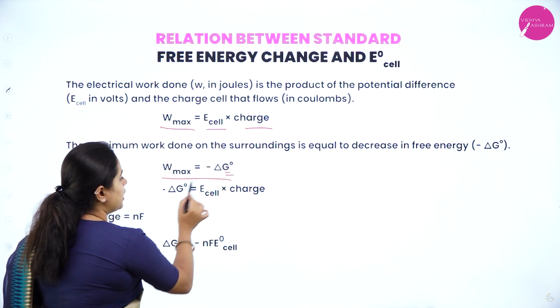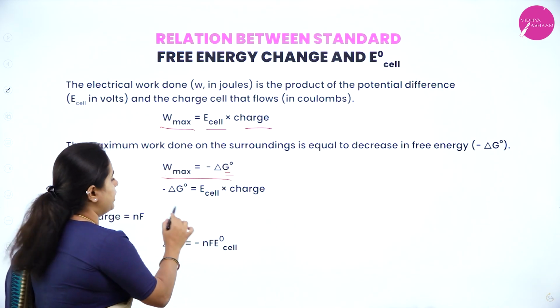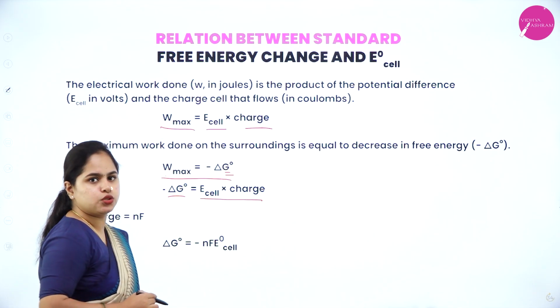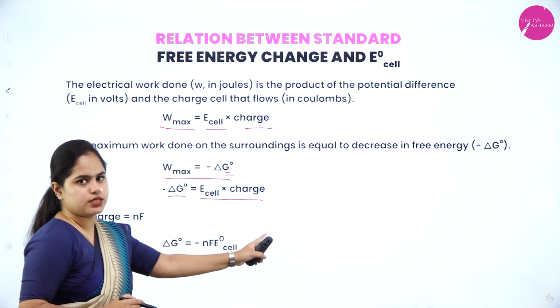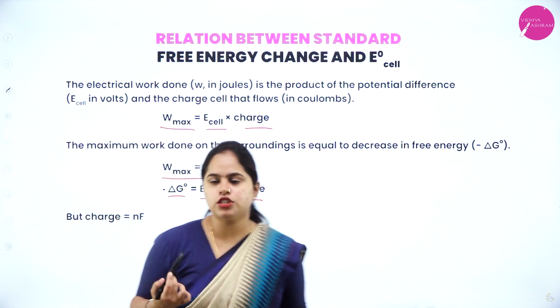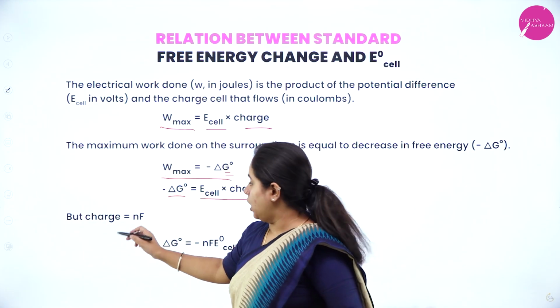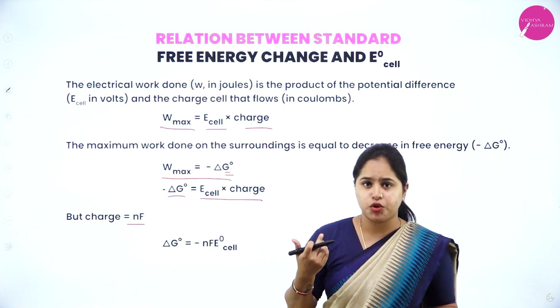So that means, can I write delta G naught minus delta G naught will be equal to E cell into charge? Can I combine these two equations and write like this? Right. So that is what is shown here. So now the charge also has to be considered, which is equal to NF.